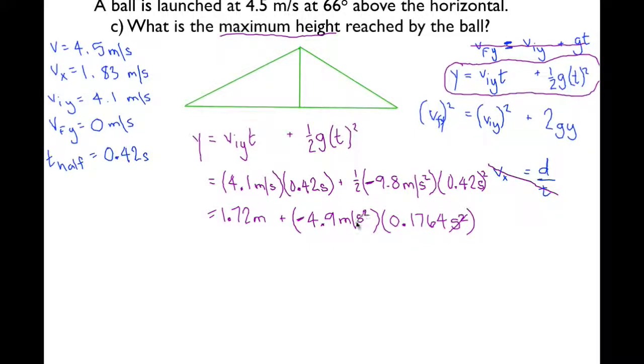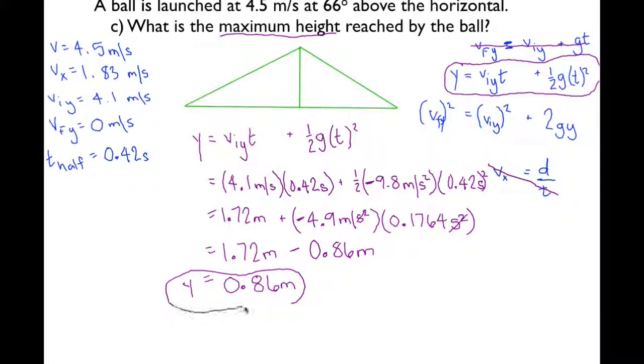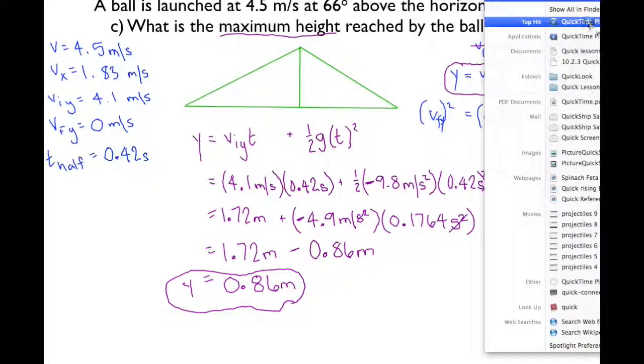These seconds will cross out, so you'll have 1.72 meters minus 0.86 meters, which is equal to 0.86 meters. And so this is the max height that your ball will reach. And now we've solved all the little bits of an angled projectile problem.